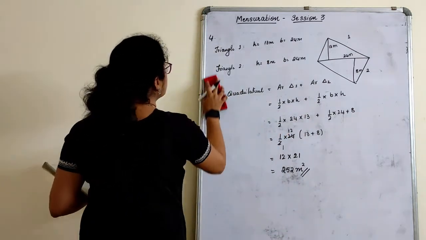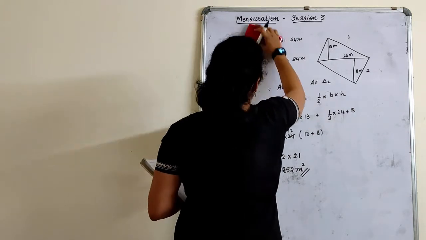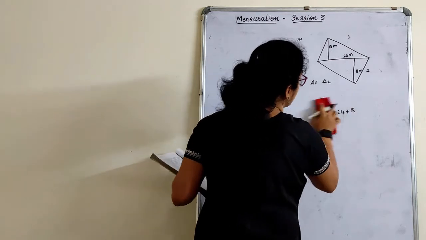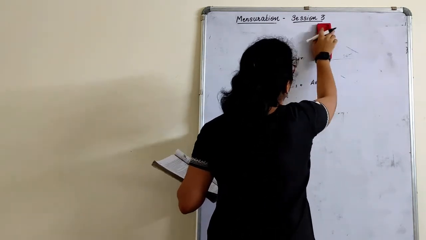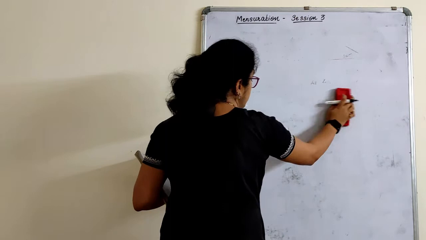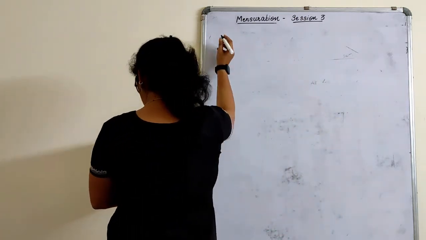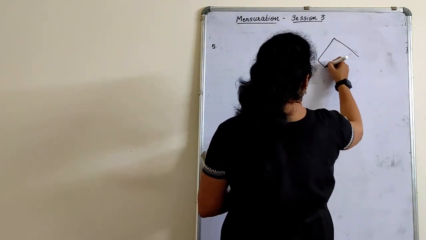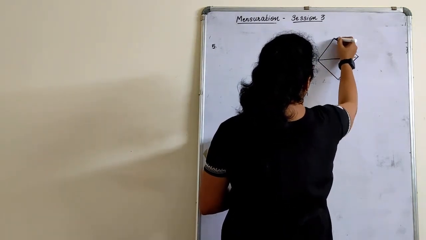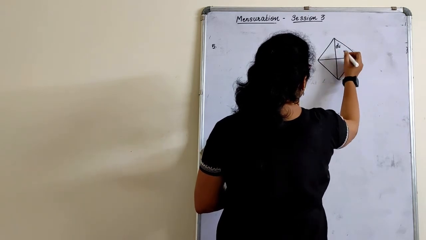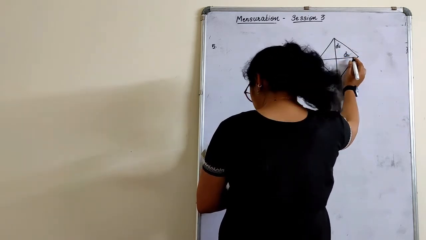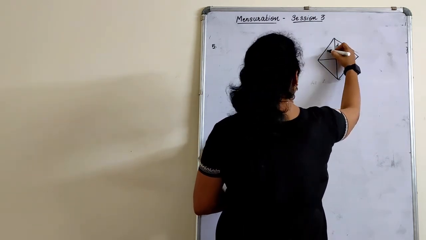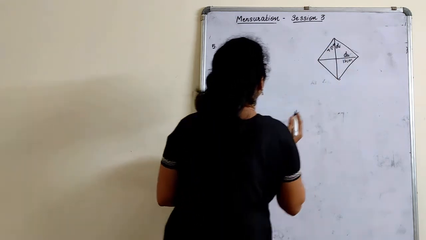Next one, fifth one. It's always important to draw and write what is given. That's more important to understand the sum. The diagonals of the rhombus are given. So let's consider a small rhombus whose diagonals are D1 and D2. So D2 is 12 centimeter and diagonal 1 is 7.5 centimeter.